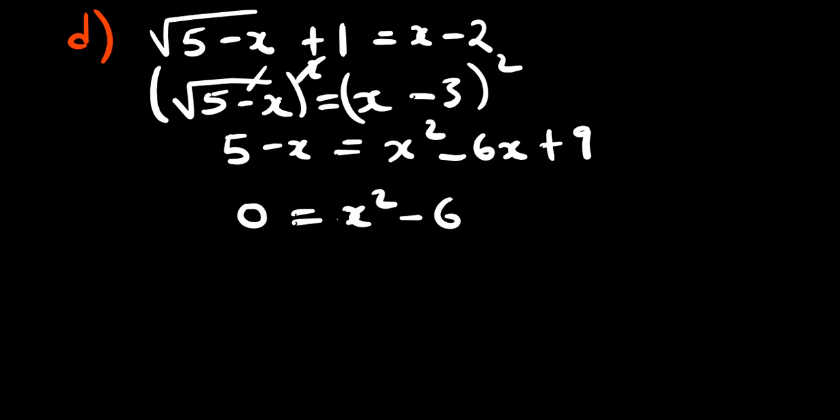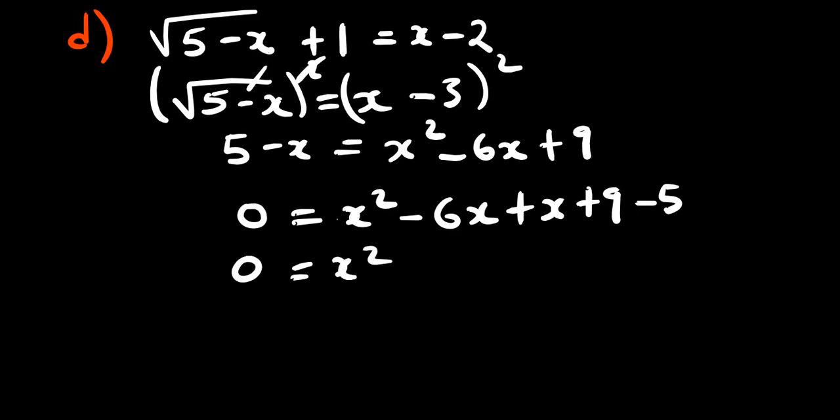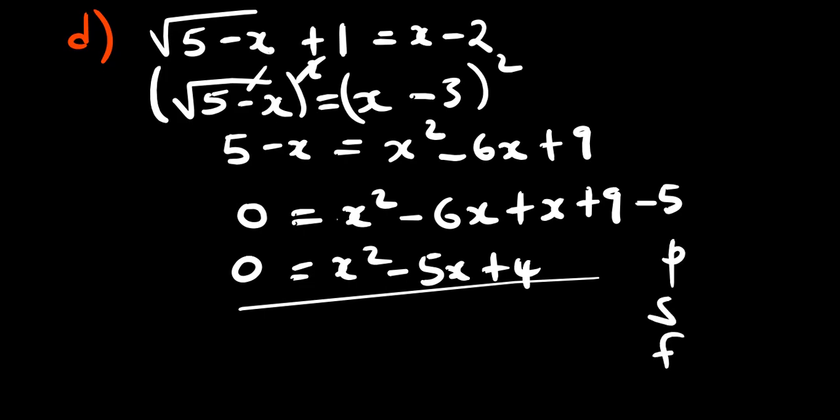minus 6x. When I take the negative x to the other side, it becomes positive, so I have positive x plus 9. When I take the 5 to the other side, it becomes a negative, so I have negative 5. So 0 equals x squared minus 6x plus x, that's negative 5x, plus 9 minus 5, that is just plus 4. So here again I have a quadratic. How do we solve quadratics? It's just the same: you look for the product, the sum, and the factors.